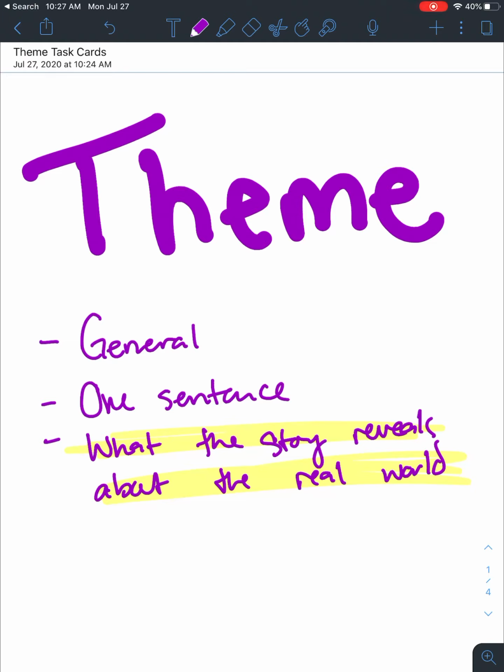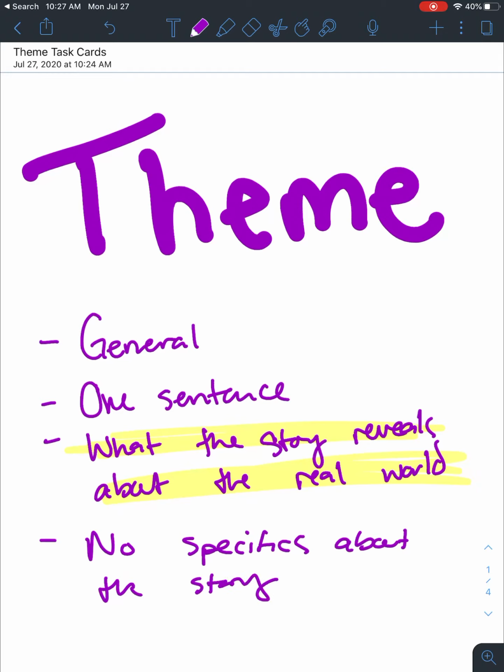We will not mention specifics about the story. Don't tell me about a character. Don't mention the main conflict in the story. Instead, it's a statement about life. And that statement about life applies to our story, and it also can apply to the real world.